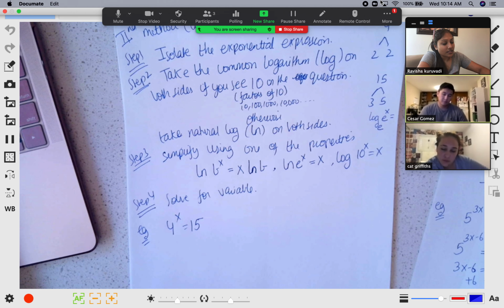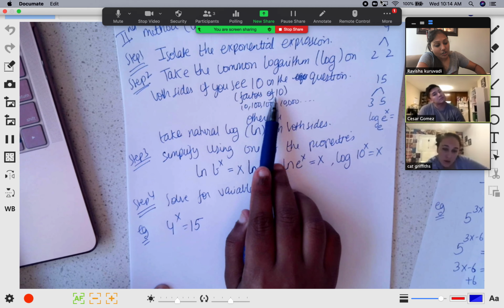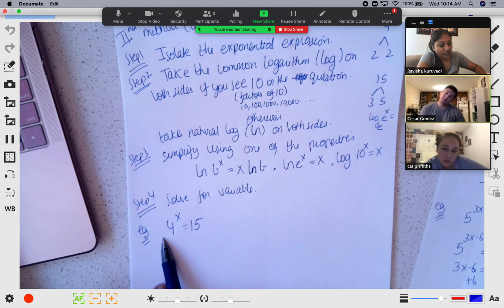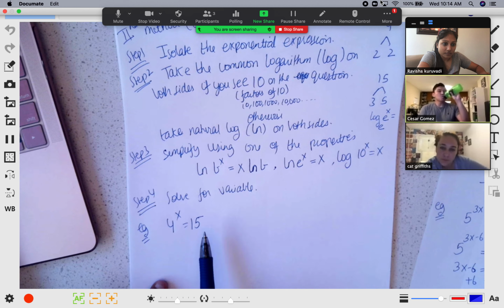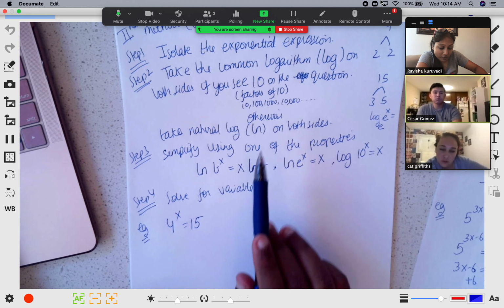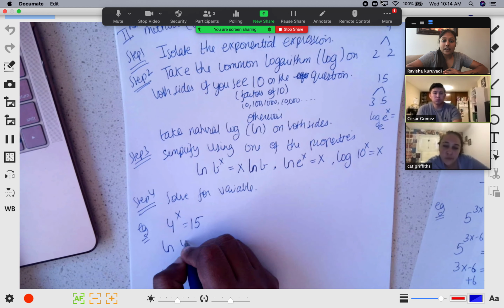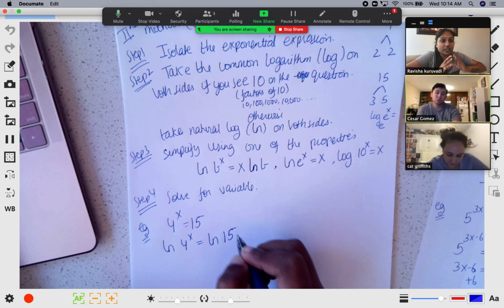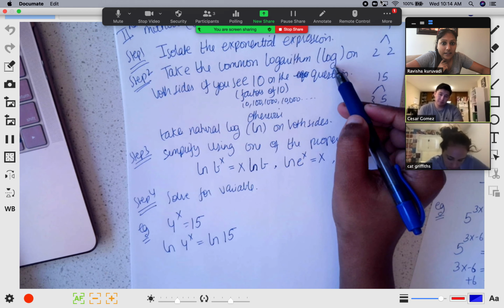Step 2 is take common log on both sides. If you see 10 or factors of 10 in the question, do you see here, Kat, 10, 100, 1000, 10,000 like this? You don't see it. Since you don't see anything like that, you're going to take ln on both sides, so it will become ln 4^x equals ln 15. If you see 10, 100, 1000 something, you will take log. Otherwise, you're going to take ln.